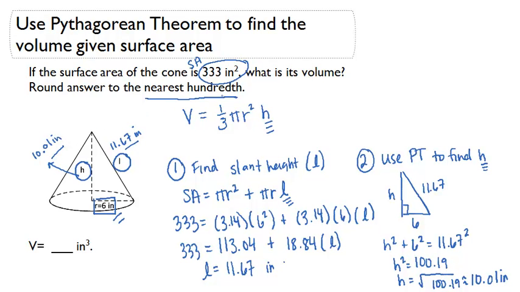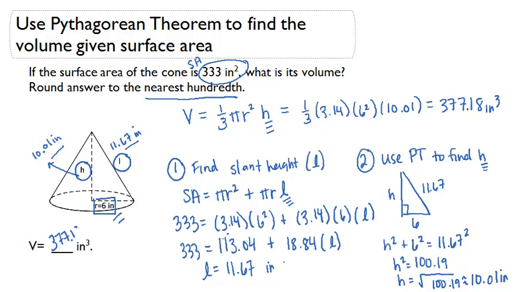Now let's take that information and put it into the volume formula. Volume equals 1/3 times 3.14 times 6 squared times height, 10.01. If I multiply that out and I do 1/3 times 3.14 times 36 times 10.01, I get 377.18 inches cubed. And again, that's the volume of this cone: 377.18 inches cubed.